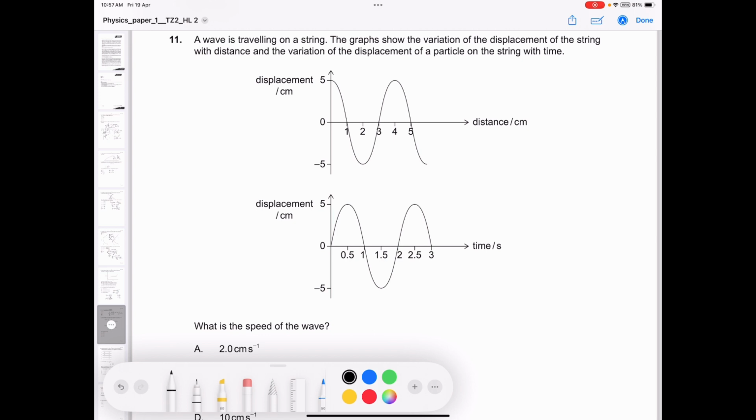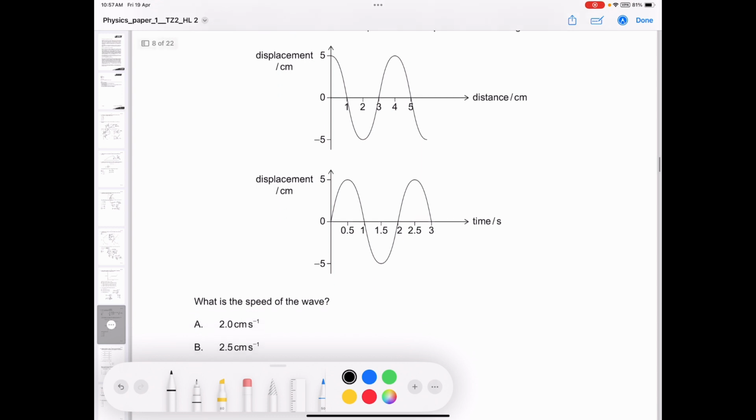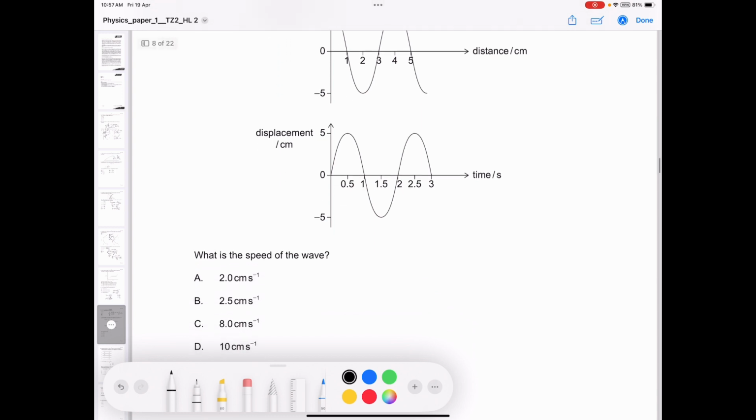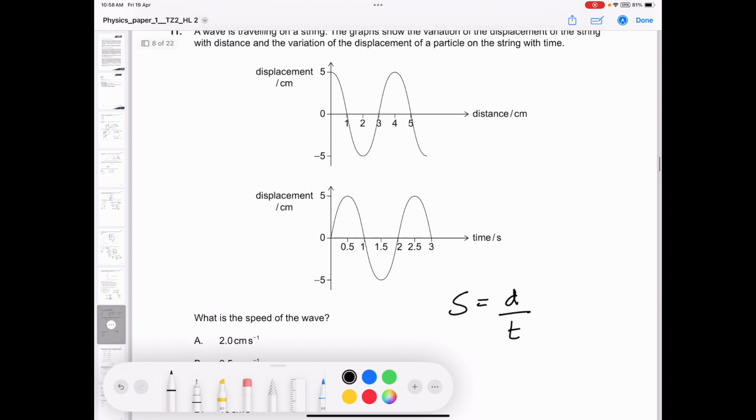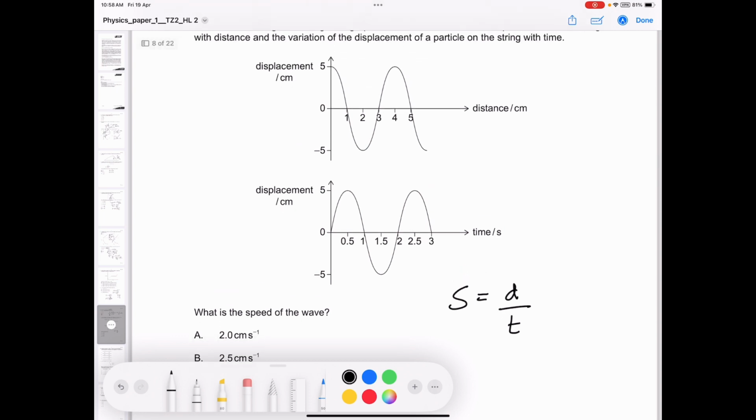Okay, number 11, this wave traveling on a string question. So we've got two graphs, one for distance, one for time. I hope everybody knows that velocity is equal to distance divided by time, or in this case we say speed. So speed is equal to distance divided by time.